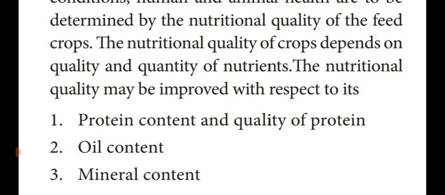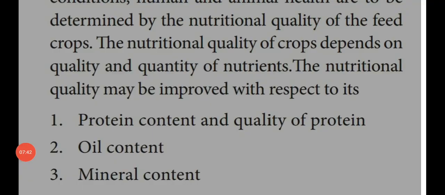Next, increase the oil content of the food material. Then the mineral content of the food material. So these three are very important nutritional values to increase the health of human beings and animals. So that is said to be plant breeding for improved nutritional quality. Increase the protein content, oil content and mineral content.